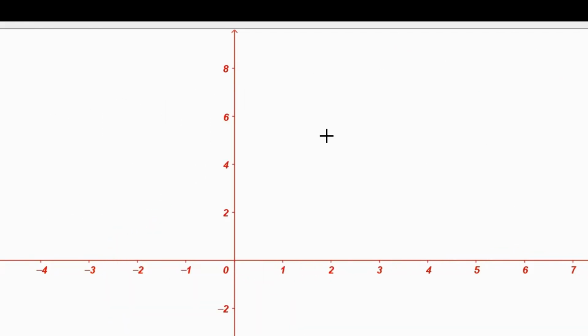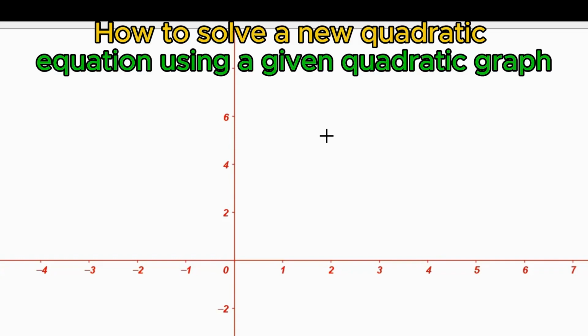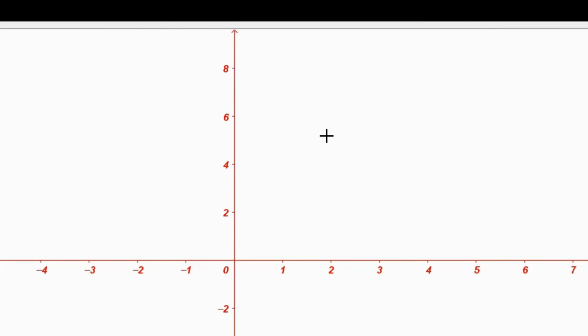Let's go. Guys, today we shall be looking at how to use a quadratic graph to provide solution to a quadratic equation. How to use a quadratic graph to provide solution to another different quadratic equation.